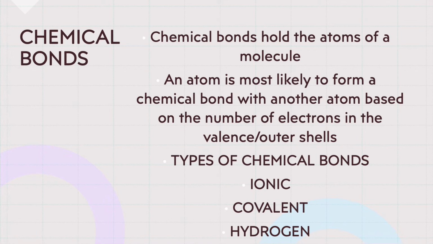So what are chemical bonds? They're obviously bonds that occur in a chemical and they hold the atoms of a molecule together. I discussed what an atom is and what a molecule is in the ions, molecules, and compound video. An atom is more likely to form a chemical bond with another atom based on the number of electrons in the valence or the outer shells. There are three types of chemical bonds: ionic bond, covalent bond, and hydrogen bonds.